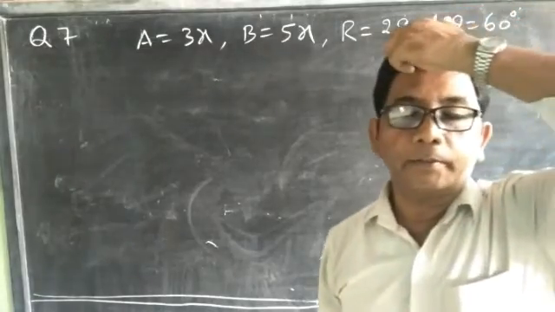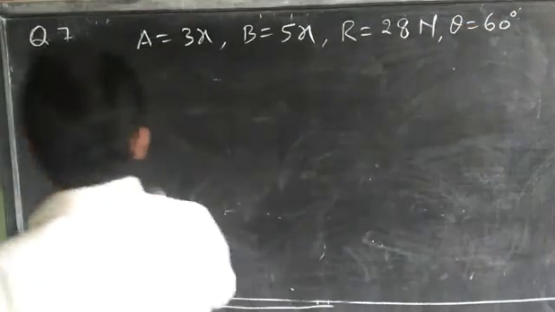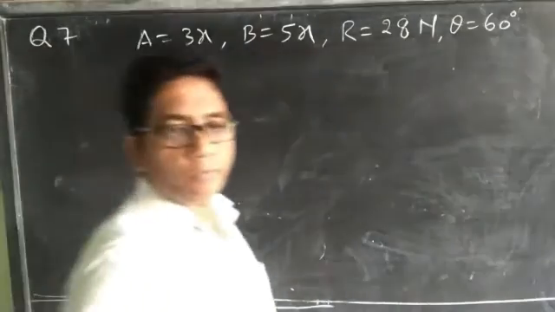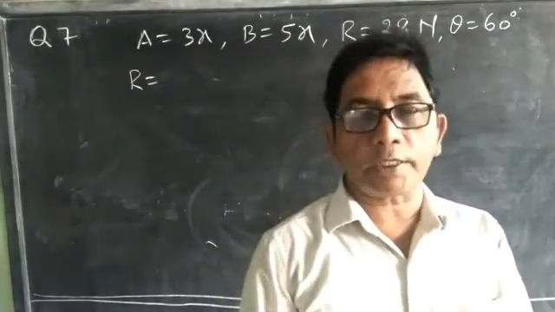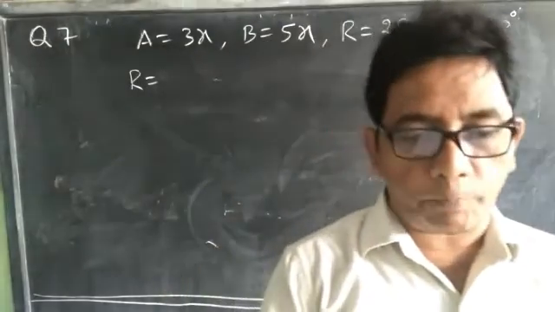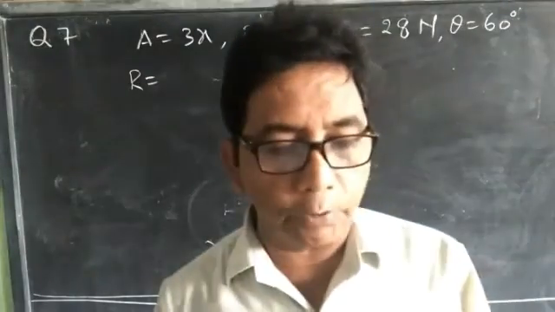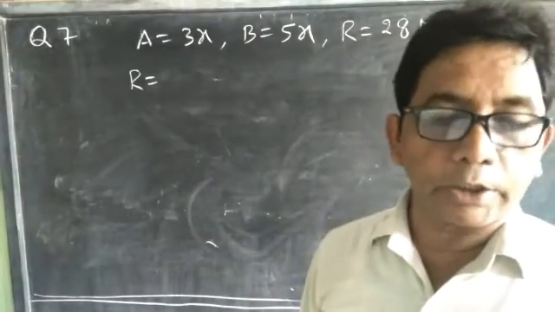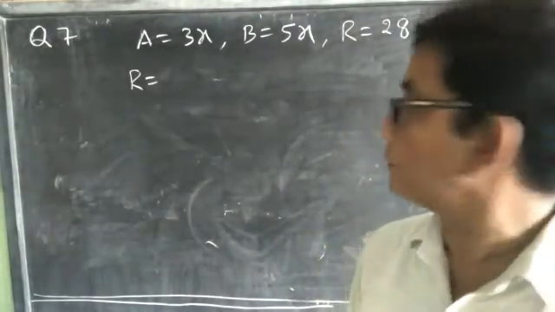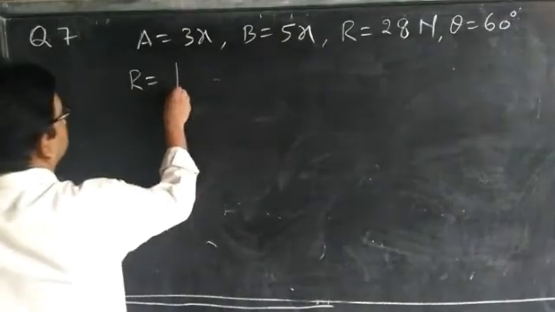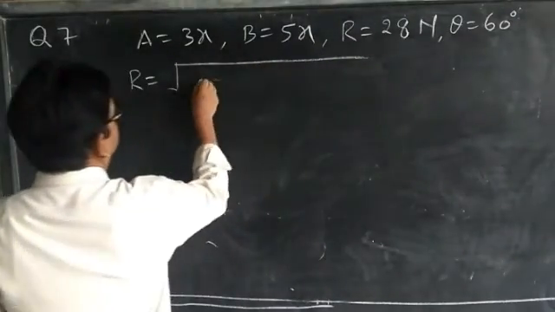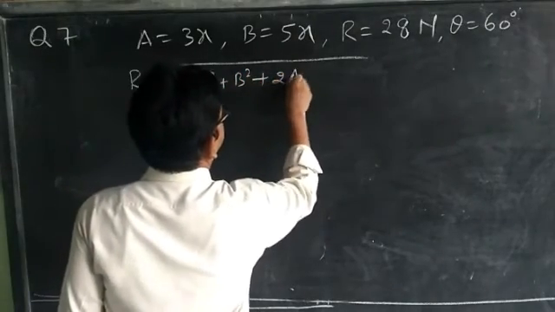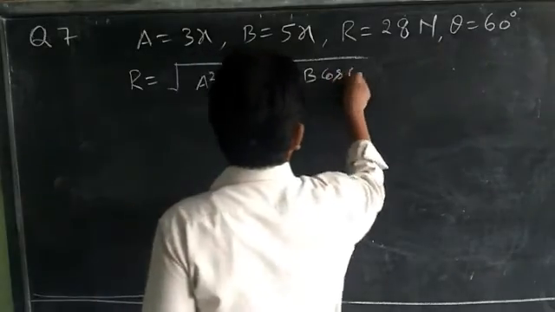You have to find the magnitude of each force. Now we read one time more. Two forces whose magnitudes are in the ratio 3:5 give a resultant of 28 Newton. If the angle of their inclination is 60 degree, find the magnitude of each force. Resultant R is equal to under root A square plus B square plus 2AB cos theta.